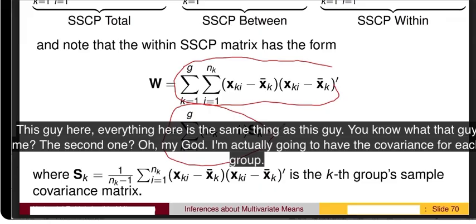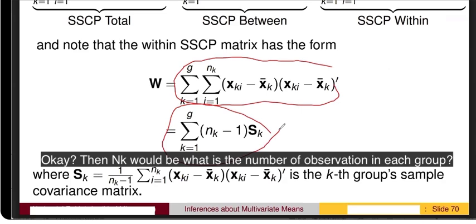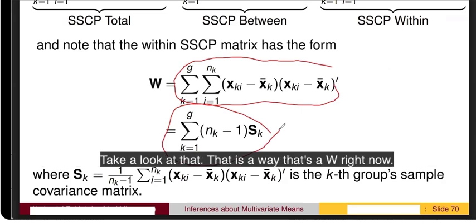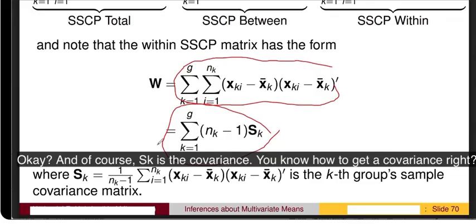I'm actually going to have the covariance for each group. Then N_k will be the number of observations in each group. Take a look at that. That is a weighted W right now. And of course, S_k is the covariance. You know how to get the covariance, right?